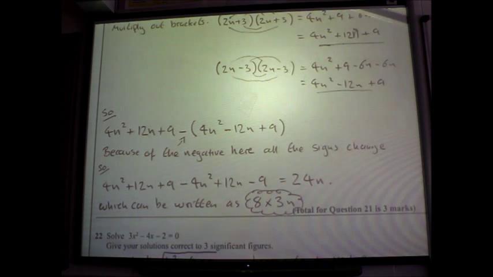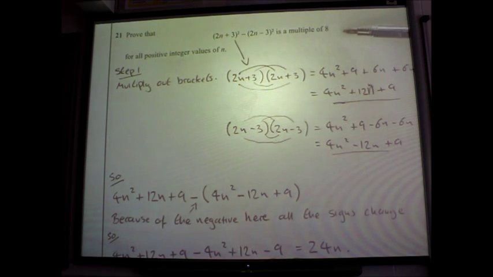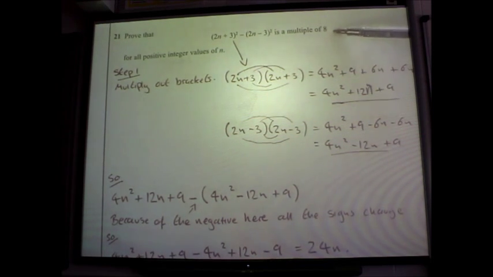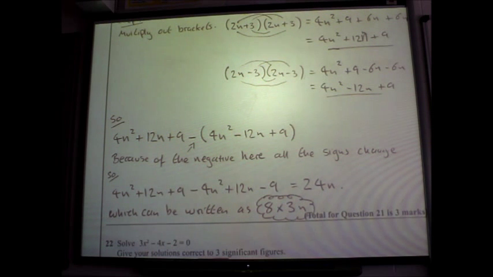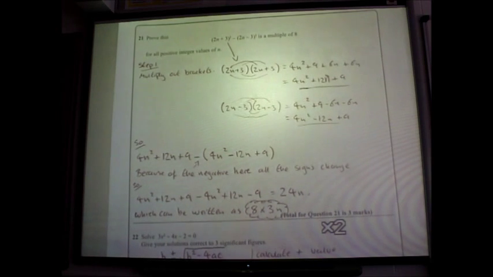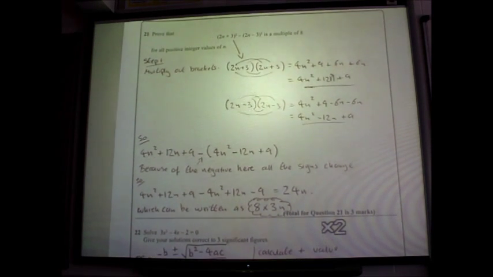And the question said, prove that this here is a multiple of 8. Well, it's proof it's a multiple of 8, because look, I've worked it out down here, because it's 8 times whatever that is. So it must be a multiple of 8. I'll leave that on the screen like that, if you'd like to work through it.